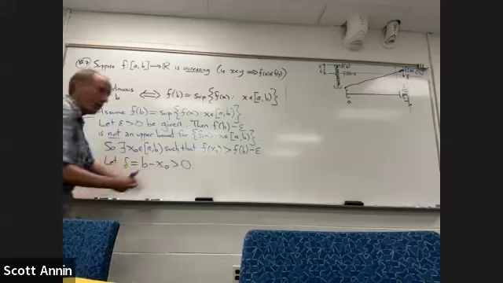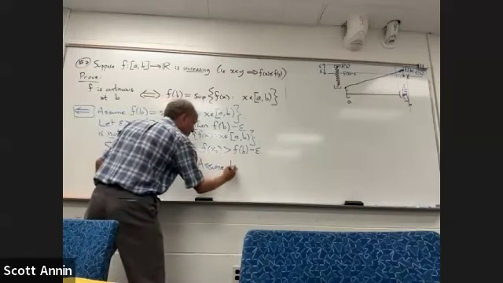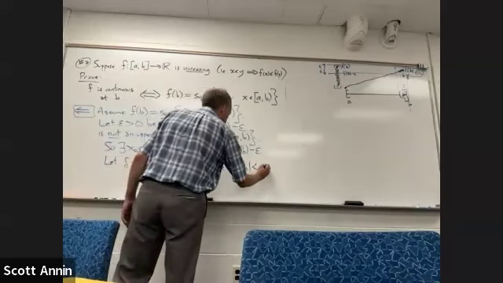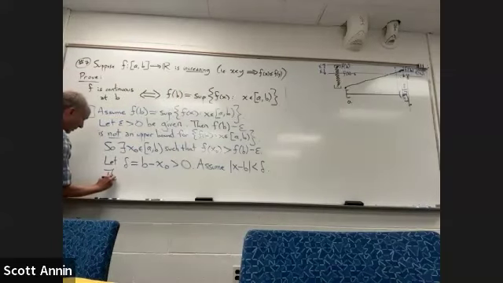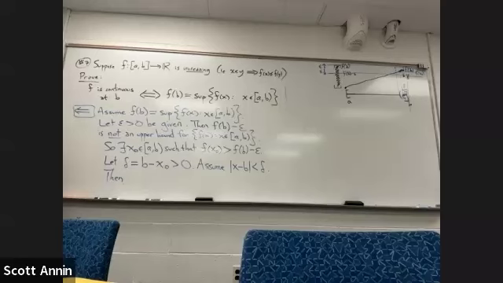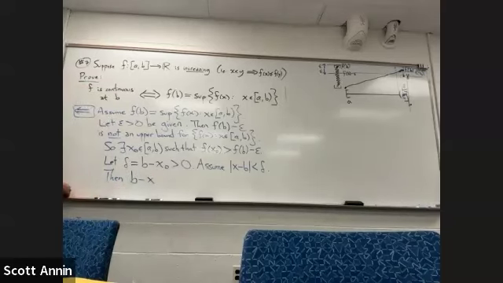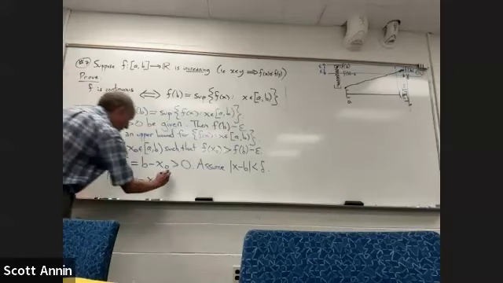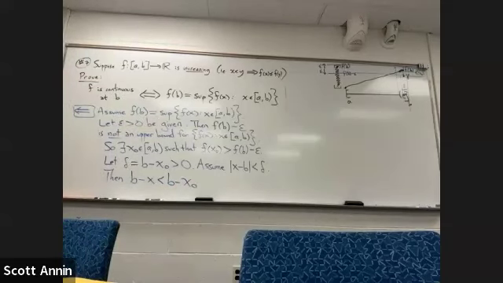Okay, so let's check that this delta works. Let's assume that the absolute value of x minus b is less than delta. Now, the absolute value of x minus b, as we know already, is just b minus x, because b is larger than x. And the delta was just b minus x naught. So I'll just go ahead and put that in there.